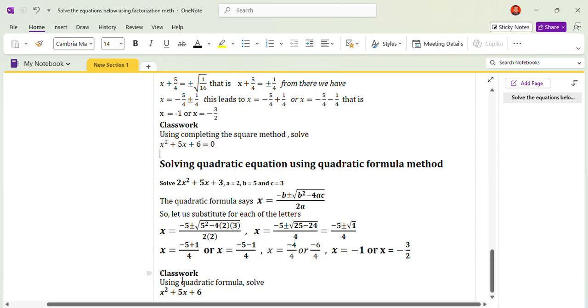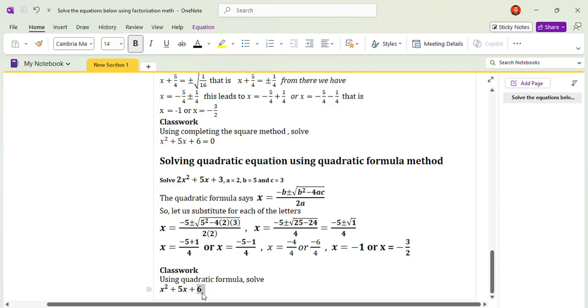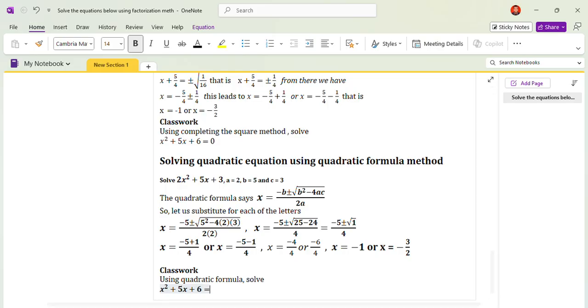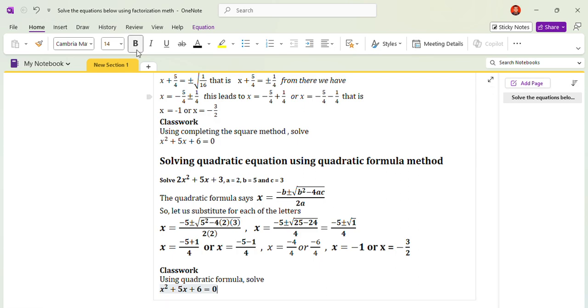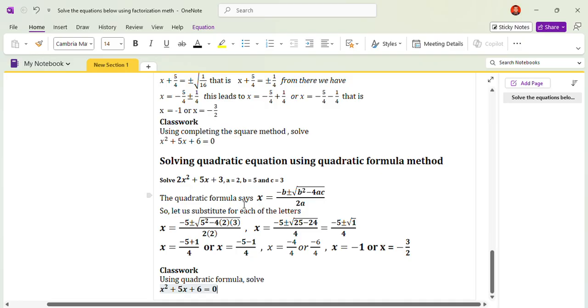So the classwork: using the quadratic formula, solve x squared plus 5x plus 6 equals 0. I'm expecting your answers in the comment section, so I will attend to all questions in the comment section.